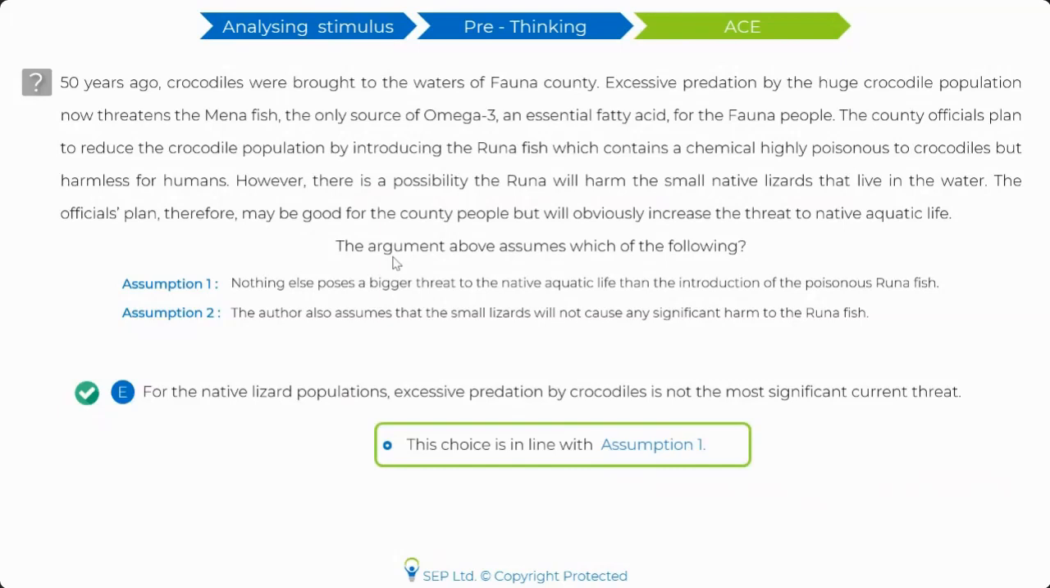So we are eliminating that crocodiles are not the bigger or not the most significant threat. Crocodile is not the most significant threat. So there is no alternate cause to increase the threat to native lizard population. And therefore, this is the correct choice. Yes, guys, is that clear to all of you?